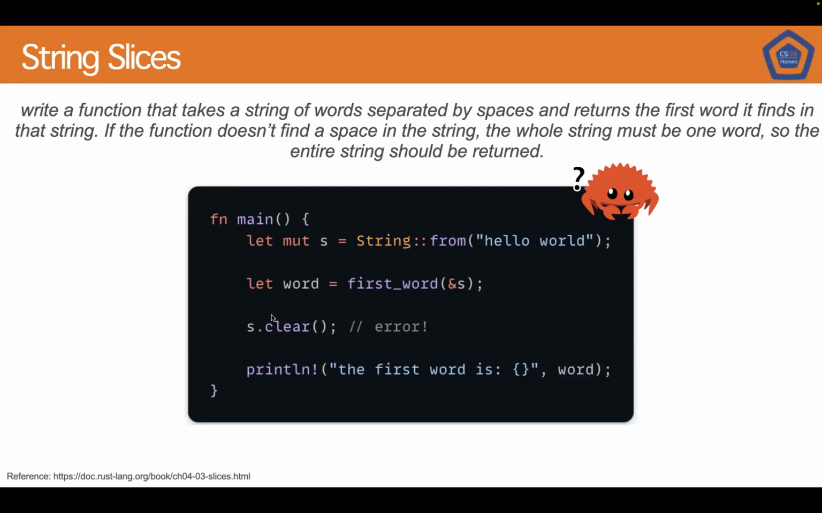Slices, on the other hand, make this bug impossible and let us know that we have a problem with our code much sooner. In this example, using the slice version of first word would throw a compile time error when we got to this print statement because word now refers to nothing, because s has been cleared.